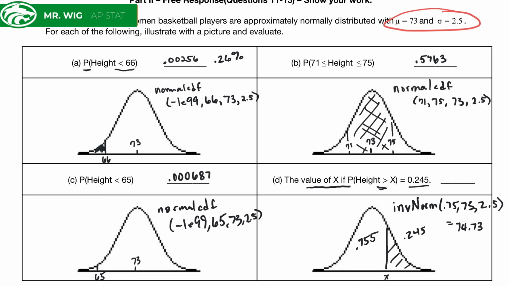74.73. In terms of height, 74.73 inches would mark off the top 24.5% or the bottom 75.5 percentile. The difference here is I'm using inverse norm to find a number, not a percentage. And that's number 11. Let's go on to number 12.